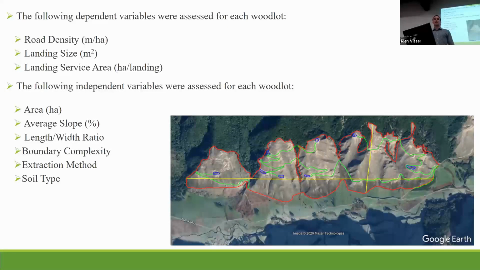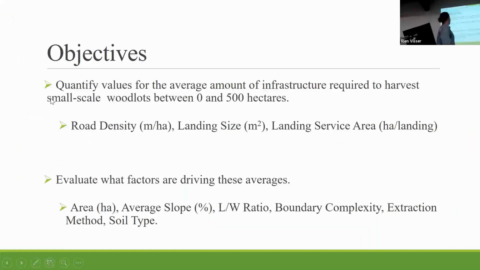However, clearly this increases with woodlot size. Therefore, average landing service area was deemed to be more beneficial to industry, as it is in units of hectares per landing, and this means that by dividing woodlot size by this average, you should be able to get a rough number of landings required to harvest that woodlot. This slide just highlights the 2 main objectives for the study. The first being to quantify average values for the dependent variables mentioned earlier. The second being to find out what drives these averages.